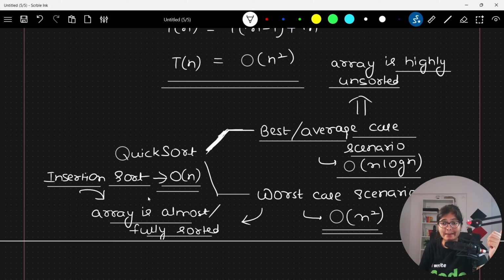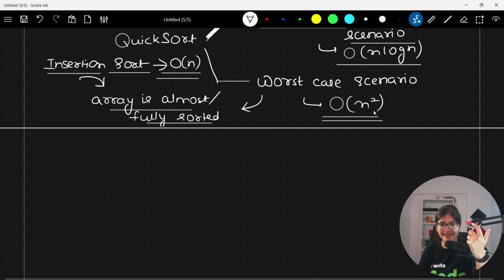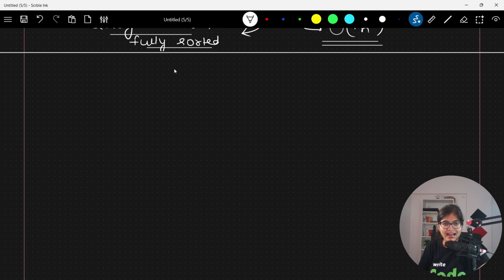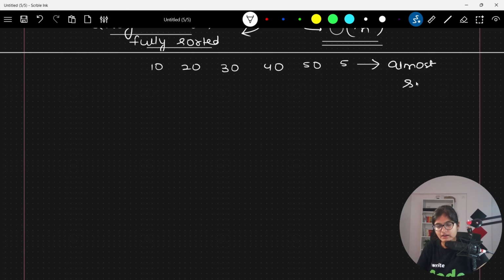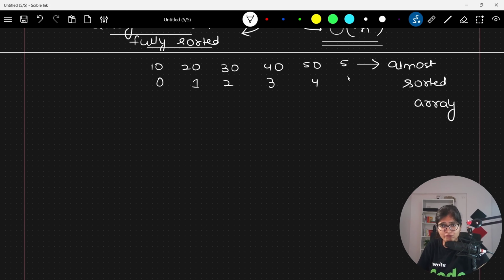Why am I saying that in the worst case scenario, when the array is fully sorted or almost sorted, you are getting big O of n square? Because here, for example, I have the elements 10, 20, 30, 40, 50, and then 5. This is an almost sorted array, right? Here, if you observe what will happen, the indices will be 0, 1, 2, 3, 4, 5.